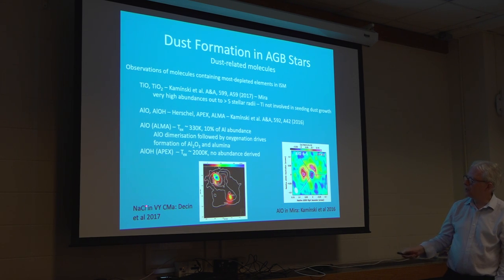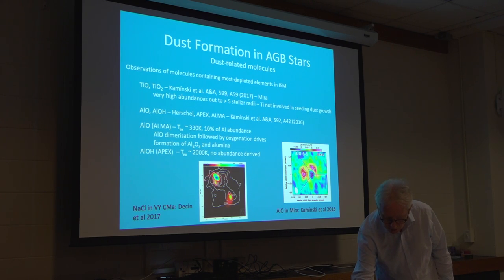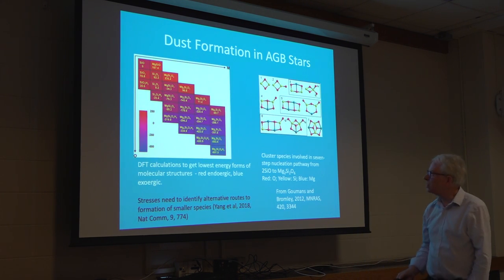This is sodium chloride. Again, sodium is expected to be locked up in dust grains, but you see it in the gas phase, so these are clumps of sodium chloride that extend much further out in the envelope than the dust formation zone. The dust formation zone is around this sort of region. This is a dust continuum peak, and this is the position of the star. So we are getting information that the gas is very clumpy close to the star.